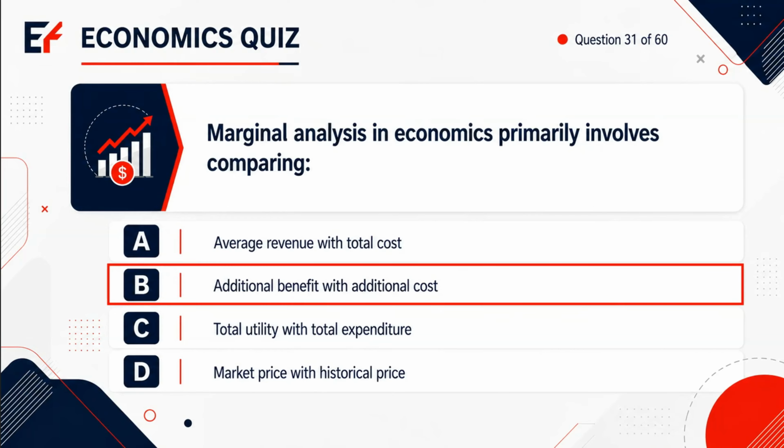Marginal analysis looks at the extra benefit from doing one more unit of an activity and compares it with the extra cost of doing that activity. Option B is correct because economic decisions are often made by asking whether the additional benefit is greater than the additional cost. Option A compares average and total values, not marginal values. Option C compares broad totals, so it misses the incremental focus. Option D compares prices over time, which is not the core of marginal analysis. The key idea is this: choose the action when the marginal benefit is greater than the marginal cost.